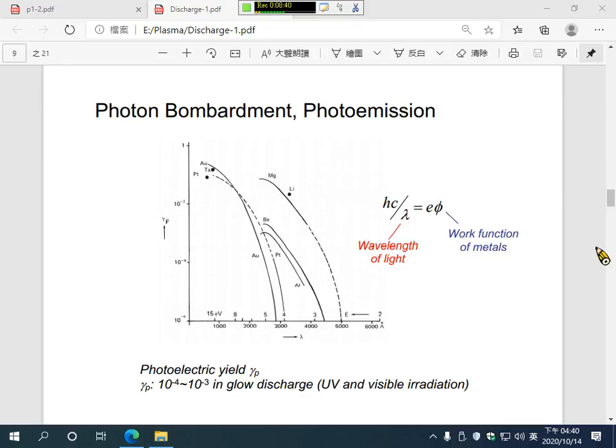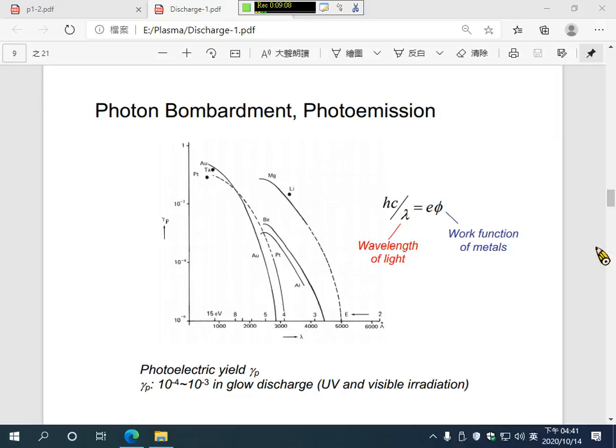So for hydrogen, if you want to ionize hydrogen, you need an energy of 13.6 electron volts. And for the tungsten metal, if you want the electron to be emitted from the tungsten surface, you only need an energy of 4.5 electron volts. Okay, so let's look back to this figure.